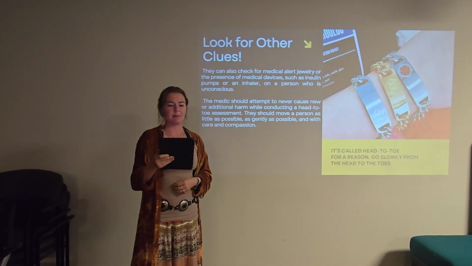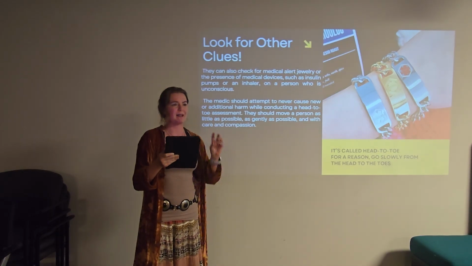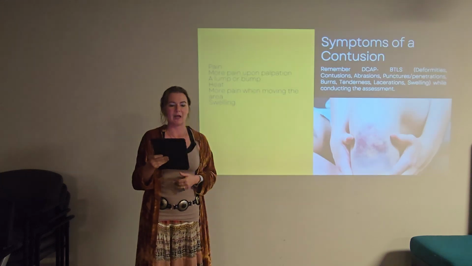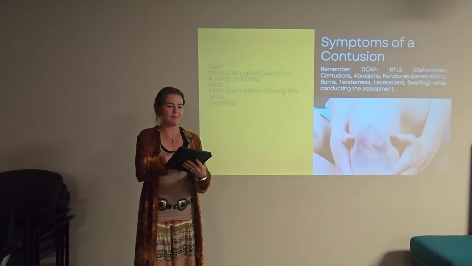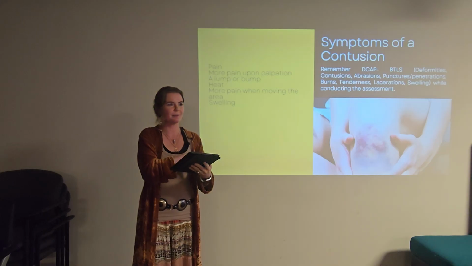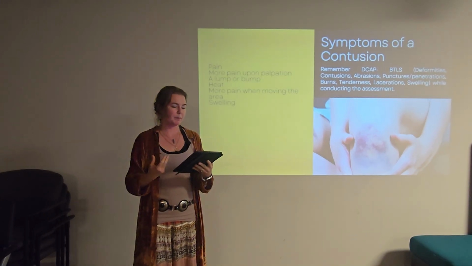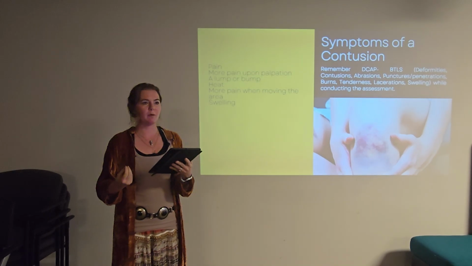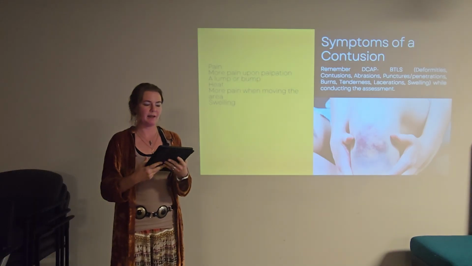Signs and symptoms of a basic contusion. This is a basic bruise. Pain. More pain upon palpation. If you touch it, does it hurt? A lump or a bump. Heat. More pain when moving the area, and swelling.